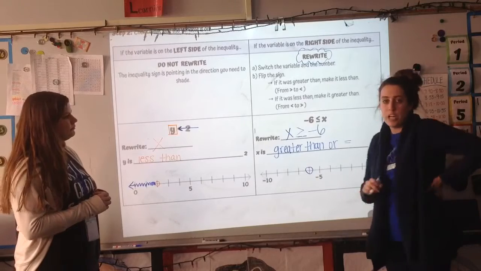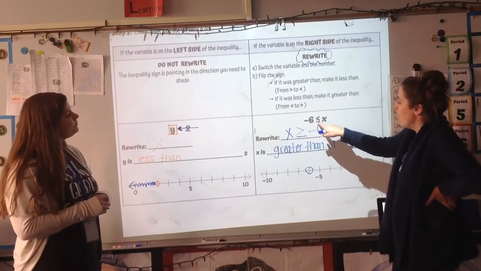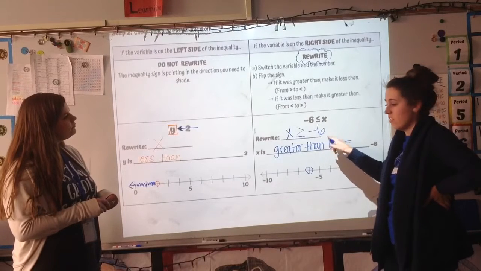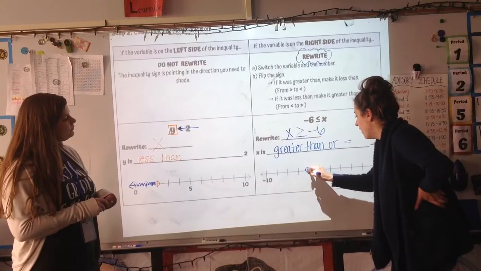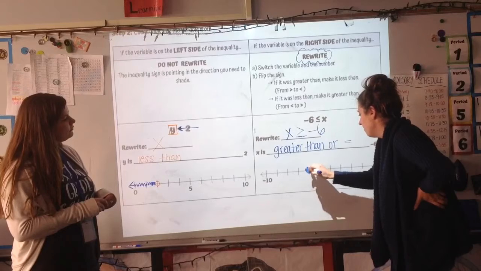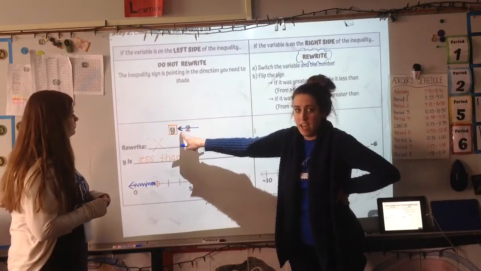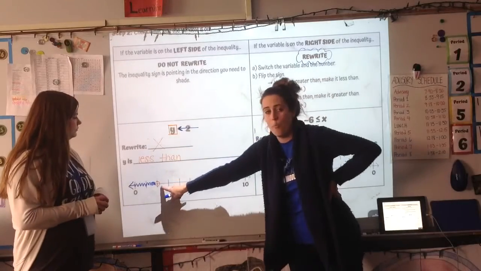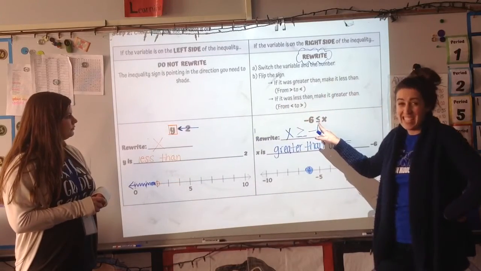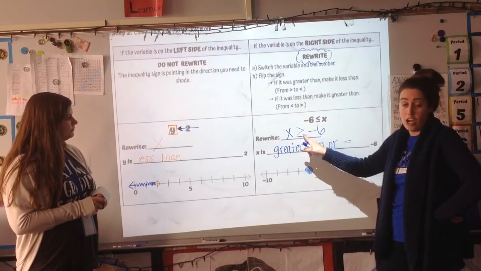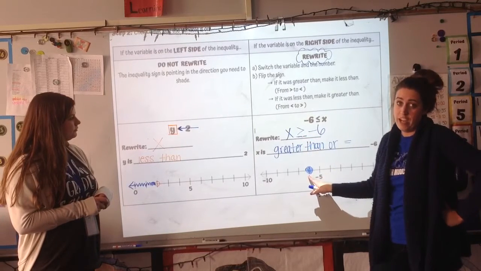I can start by just putting an open circle, but we have the equal to part to it, which means the -6 is included in our answer. So I'm actually filling in the dot. Okay? So the difference was, this was just less than, there's no equal to part, it's an open dot. This one has the equal to part, it's greater than or equal to, we have to fill in the dot.